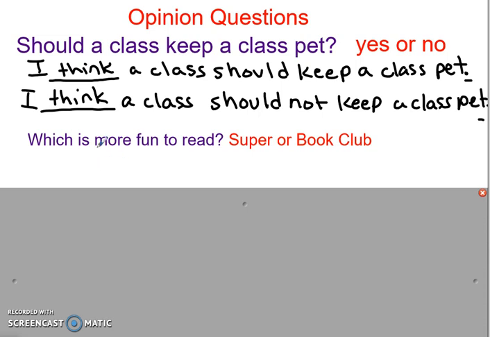Let's take a look at one more question together. So this question is, which is more fun to read, Super or Book Club? So in this question, we need to choose either Super or Book Club. So we are going to turn this question into a statement by picking our choice. So again, we're going to start with I think because it's an opinion. So I think, and then I'm going to make my choice either Super or Book Club. So I'm going to write Super first. And then I'm going to restate my question. Is more fun to read.